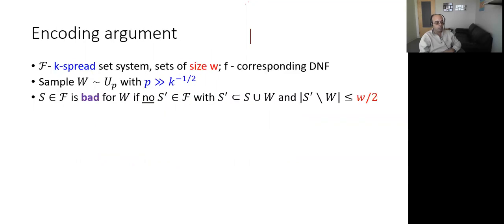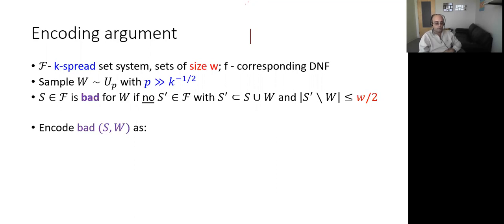Okay, so let's do that. Now finally, we're going to do the calculation. I want to encode bad sets efficiently, and here you're finally going to see why this K-spread condition is useful, because so far we haven't used it. So we need to use it somewhere. Here is going to be the place where we're going to use this pseudo-random assumption.